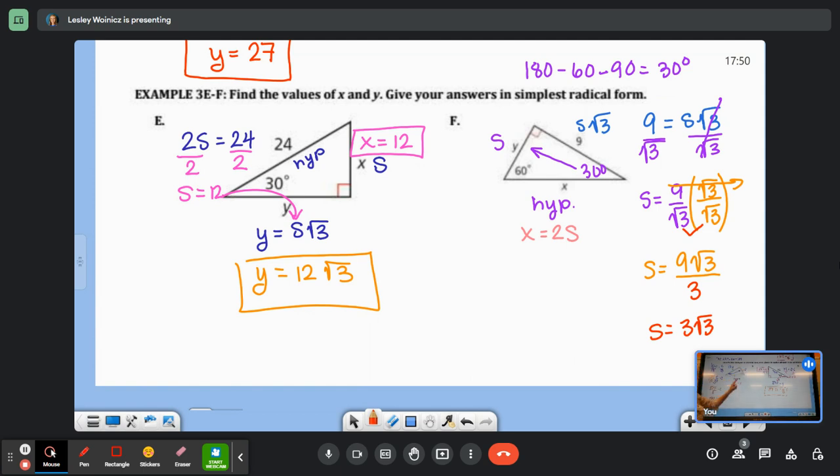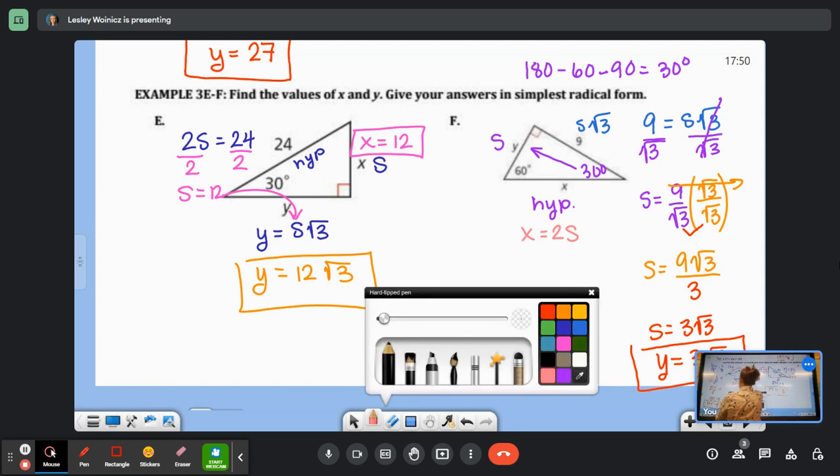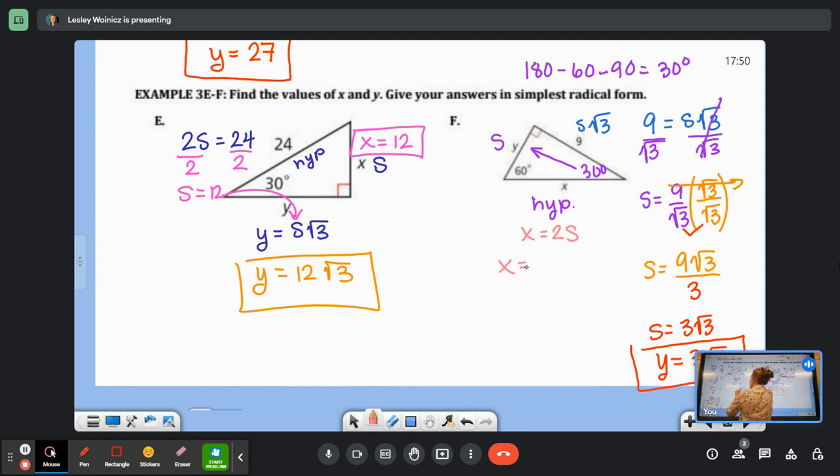S is my y, so my y equals 3 root 3. My hypotenuse is double that. It's 2 times my s. So my x has to be 2 times 3 root 3, which is 6 root 3.